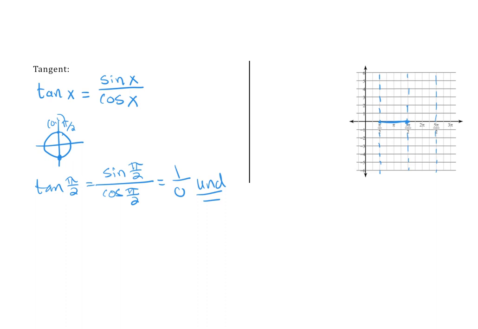Let's think of another value. What if we just did tangent of pi? That's the point (-1, 0). Sine is 0, cosine is -1, so that equals 0. So at pi, I have 0, and that's going to be at every pi, 2 pi, 3 pi. What the tangent function does is it has these asymptotes, then it goes through pi and then goes up. And then that repeats over and over again.